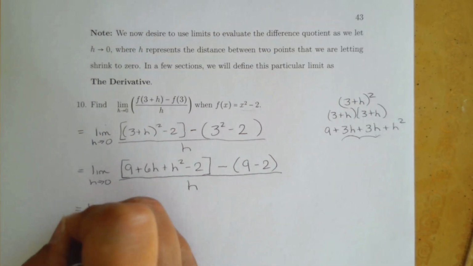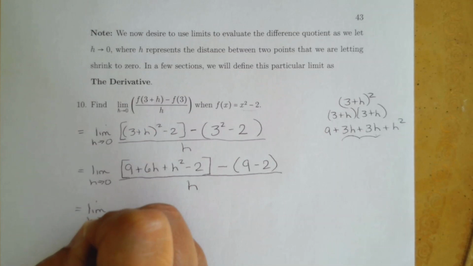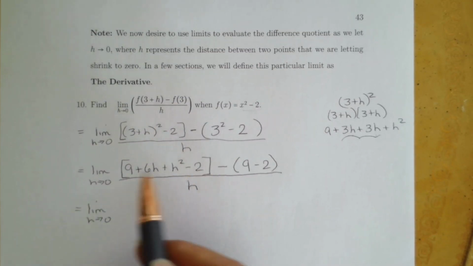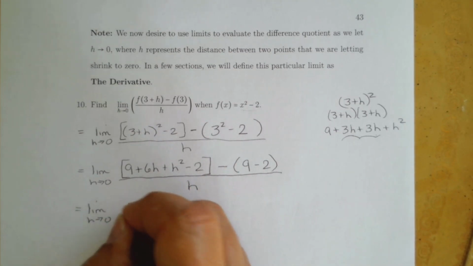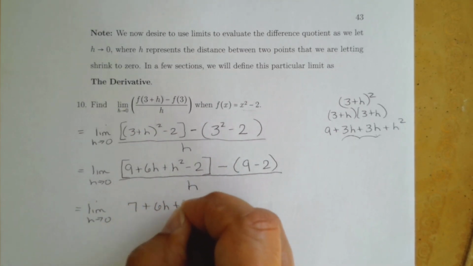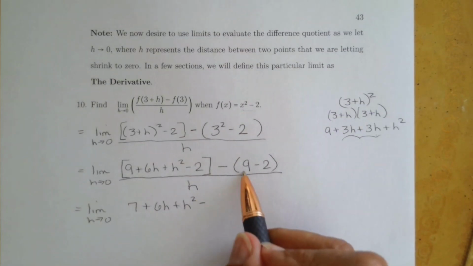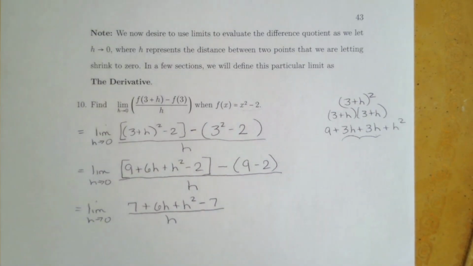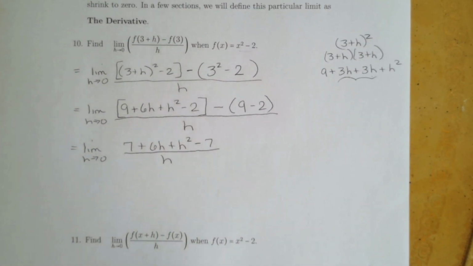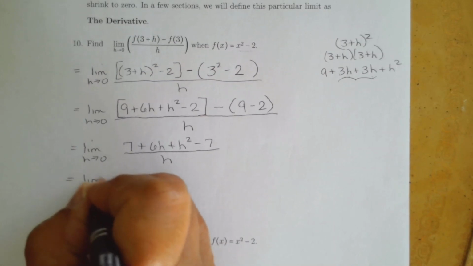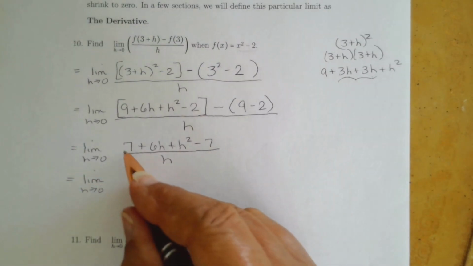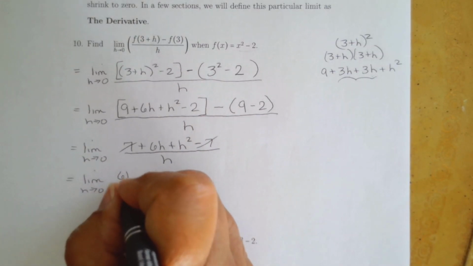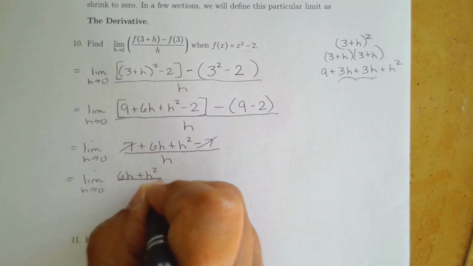All right, so now we're going to take the limit as h goes to 0. Let's simplify this. So 9 minus 2, I can subtract those. 9 minus 2 is 7 plus 6h plus h squared minus, and then 9 minus 2 is 7. And all of that is over h. Okay. So that equals the limit as h goes to 0. So 7 minus 7 goes away. That's 0. So now you're left with just 6h plus h squared over h.